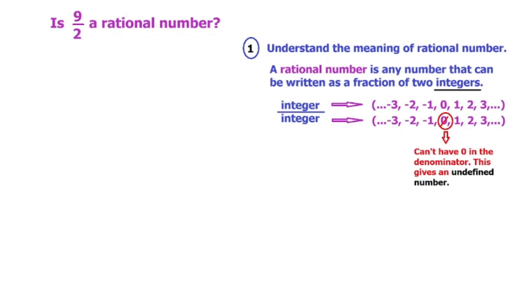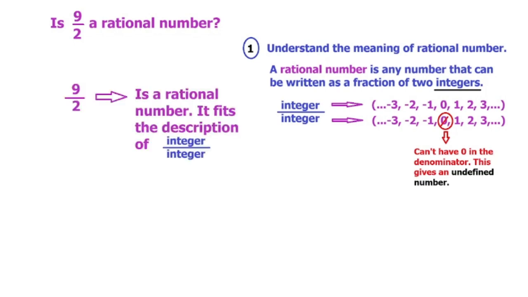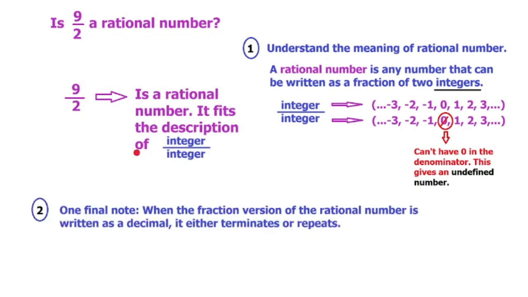So from this definition, we can definitely see that 9 over 2 is a rational number. It fits the description of integer over integer. And I just want to teach you a couple more things about rational numbers. One final note, when the fraction version of the rational number is written as a decimal, it either terminates or repeats.